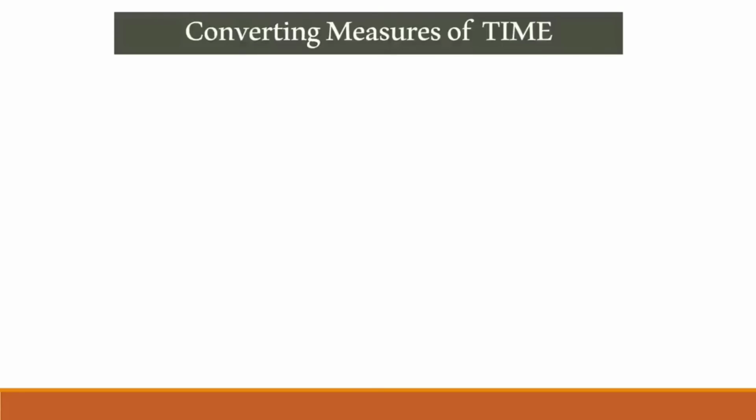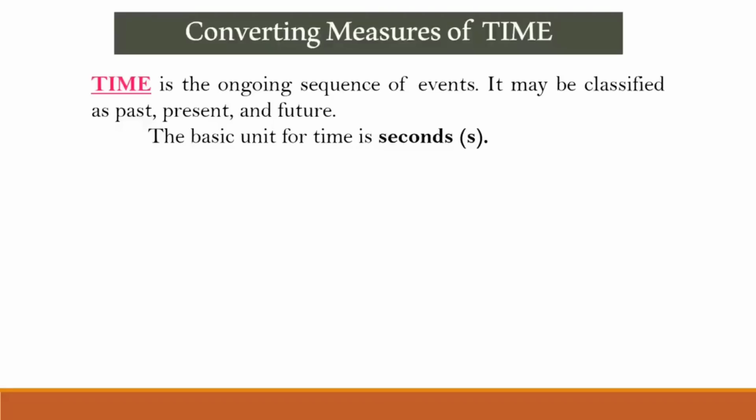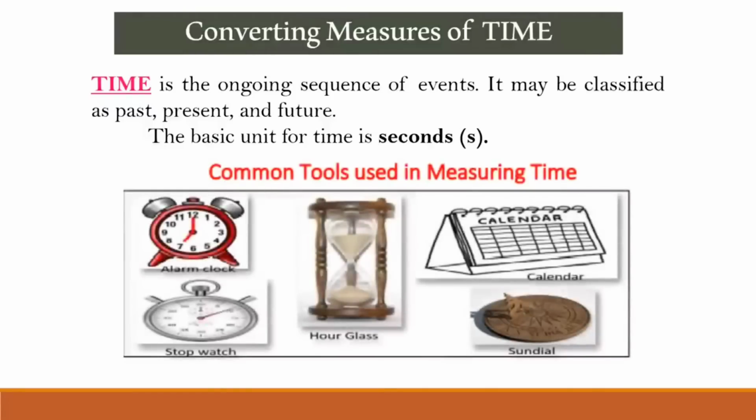Next, we are going to deal with the measures of time and its conversion. So time is the ongoing sequence of events. It may be classified as past, present, and future. Also, the basic unit for time is seconds. And the common tools that we use in measuring time are the following. We have the alarm clock, stopwatch, hourglass, calendar, and sundial.